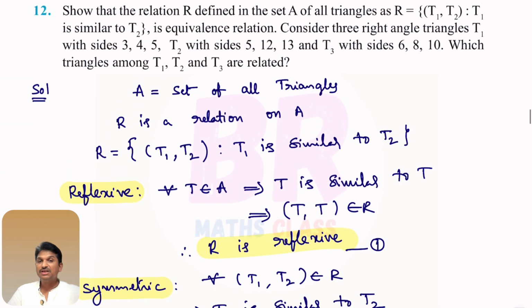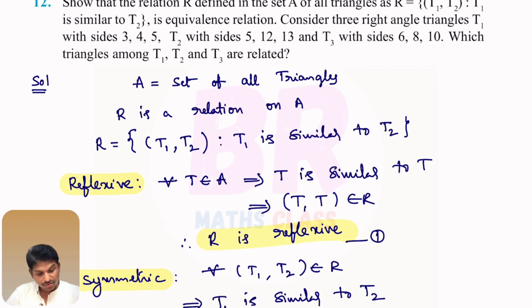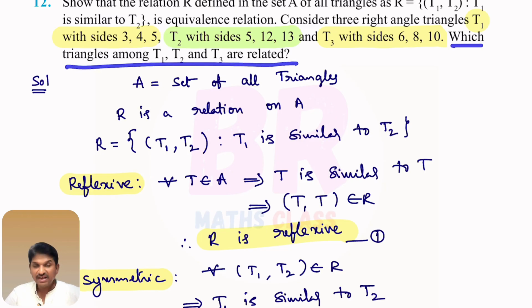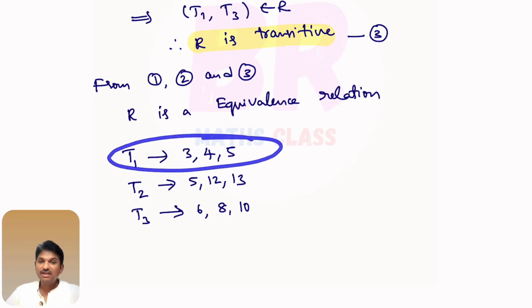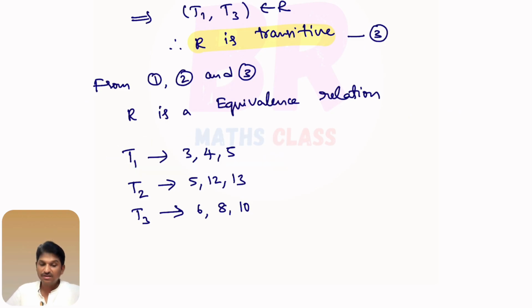You observe some other data is there in the question. They are saying three right angle triangles. T1 is a triangle with sides 3, 4, 5. T2 is a triangle with sides 5, 12, 13. T3 is a triangle with sides 6, 8, 10. Which among these three triangles are related? I'll write here. Here, three triangles are there. This is the triangle with sides 3, 4, 5. This is the triangle with sides 5, 12, 13. This is the triangle with sides 6, 8, 10. Which triangles are related to each other?